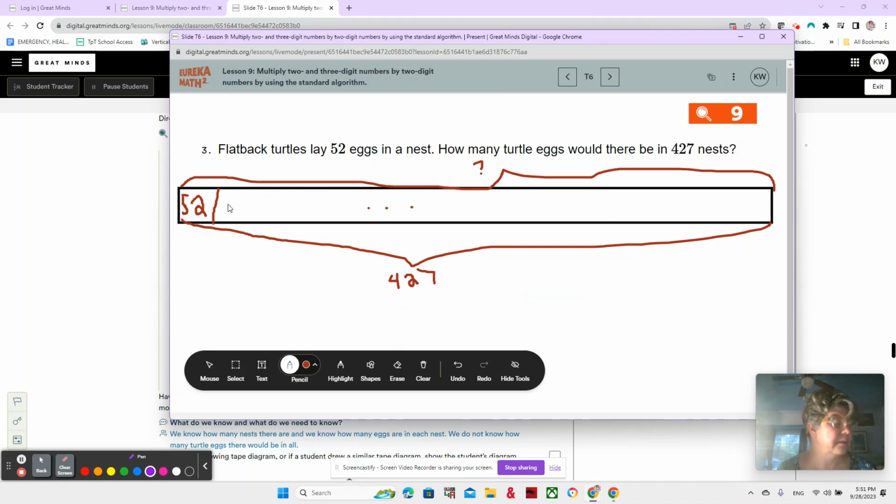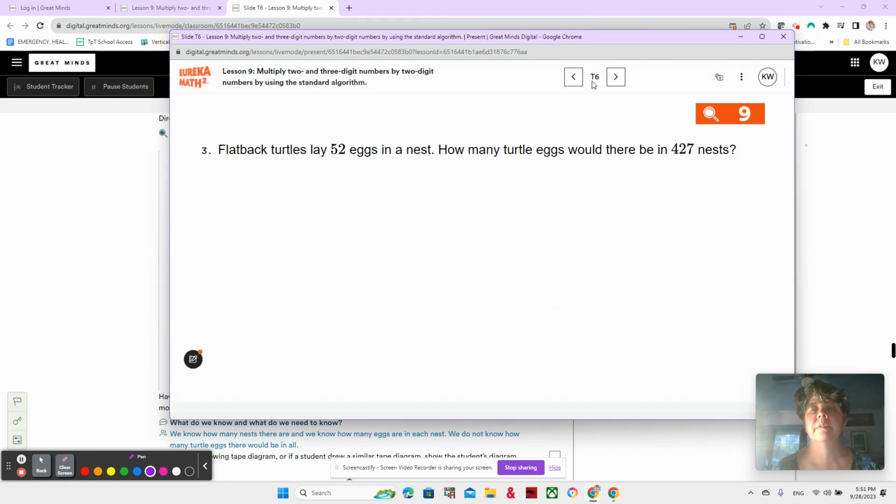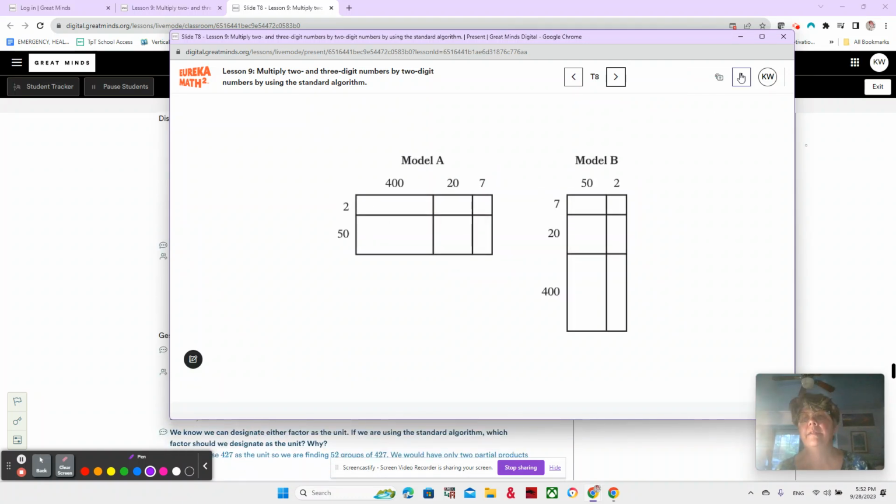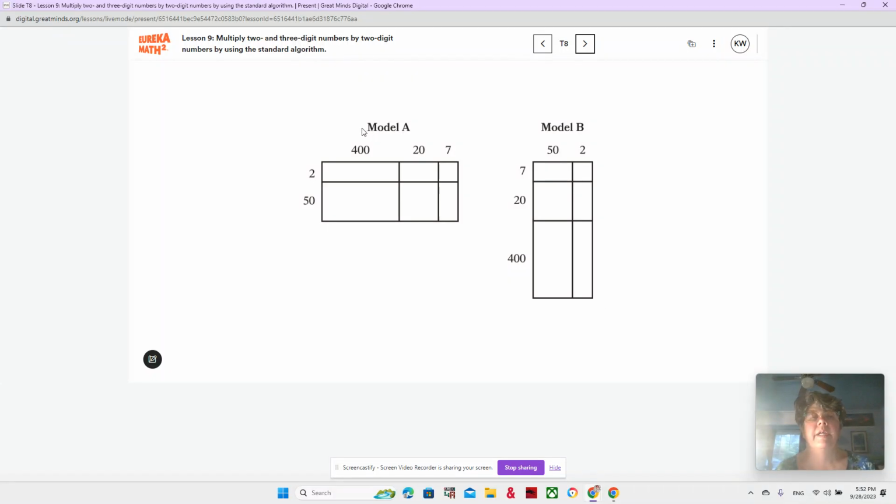What expression could we use to determine the number of turtle eggs? 52 times 427, right? That's our expression that tells us the number of turtle eggs. Let's look at some possible area models. There we have 2 area models, right? What do you notice about those 2 area models?